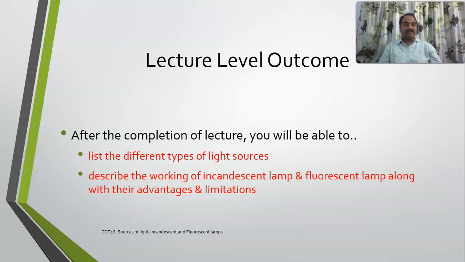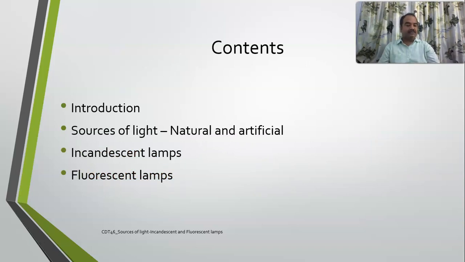I hope that by the end of this lecture, you will be able to list the different types of light sources, both natural and artificial. And also, I hope that you will be able to describe the working of incandescent and fluorescent lamps, along with their advantages and limitations. So let me start with the sources of light, what actually lighting is, and what the different sources of lamps are. And next we move on to the lamps, the incandescent lamps and the fluorescent lamps.